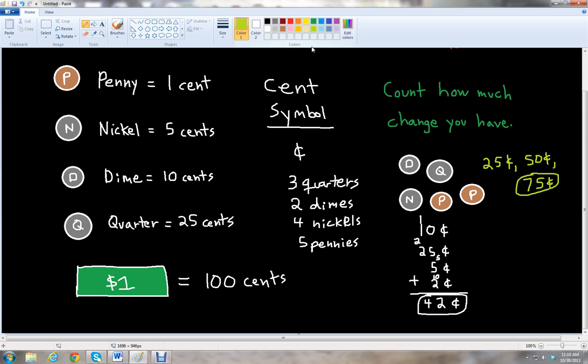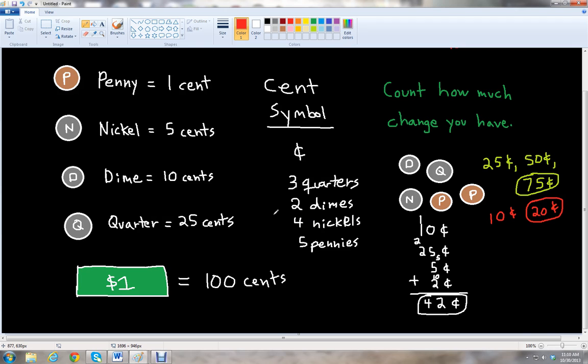And then for the dimes, we have 2 dimes. We know those are 10 cents each. So we're going to have 10 cents for 1 dime, 20 cents for 2 dimes. So I have 20 cents for the dimes.